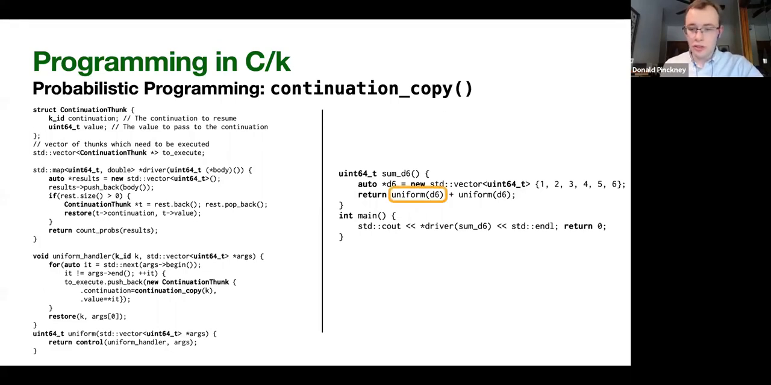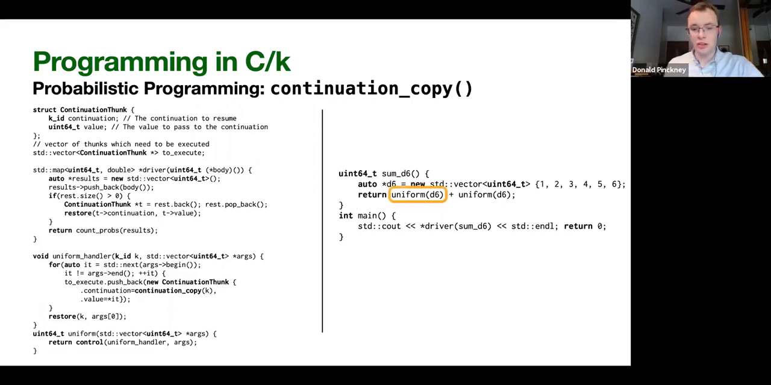So if we start here on the right, this is essentially giving you an embedded DSL in C++ for doing probabilistic programming. So we have this sum dsits function, which we run inside this driver function call in main. Okay, and this sum dsits function makes this vector of just 1, 2, 3, 4, 5 sits. And then it calls uniform dsits plus uniform dsits. Okay, and what this will end up doing is it will actually compute for you the full probability distribution of this expression.